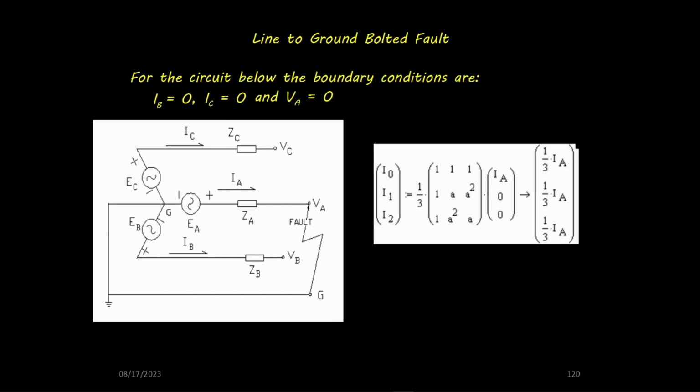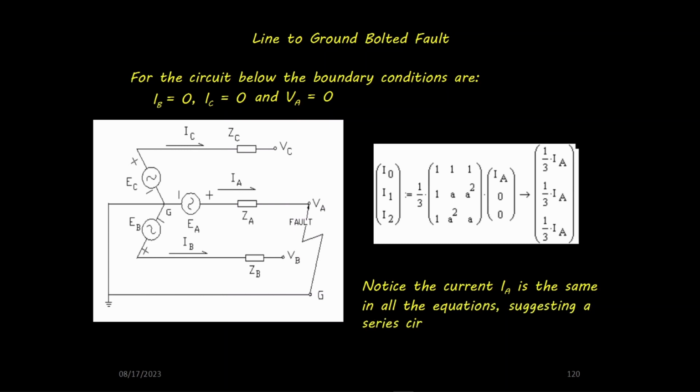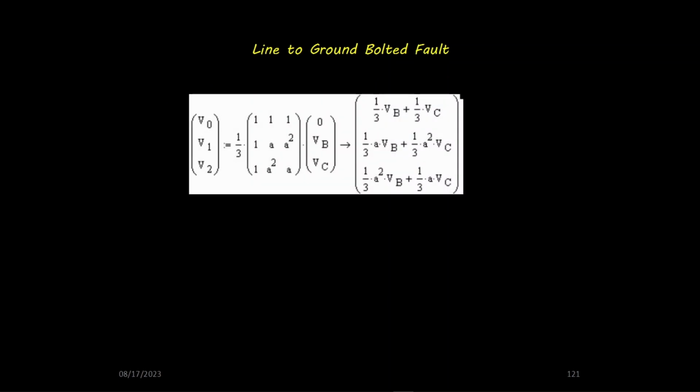Entering the boundary conditions for the phase currents, we calculate the sequence currents. Notice that all the sequence currents are equal. This suggests a series circuit. Substituting the boundary conditions for the phase voltages, and calculating the sequence voltages, we get the equations shown.